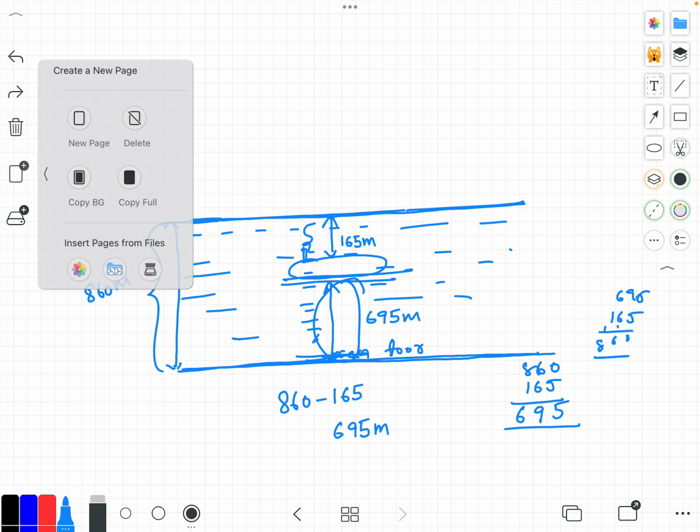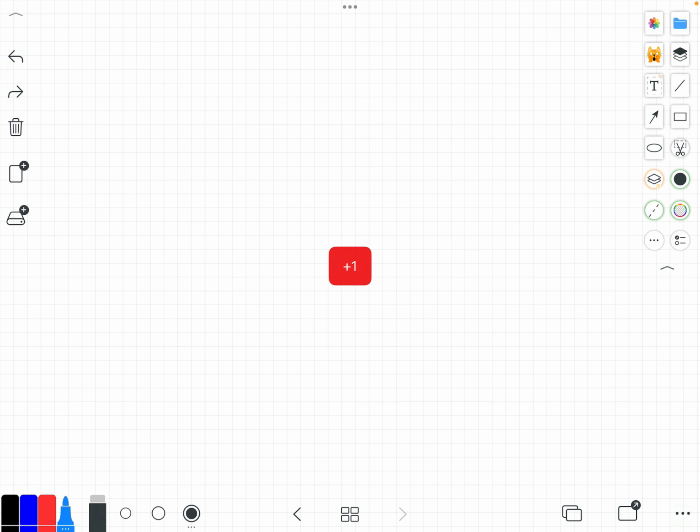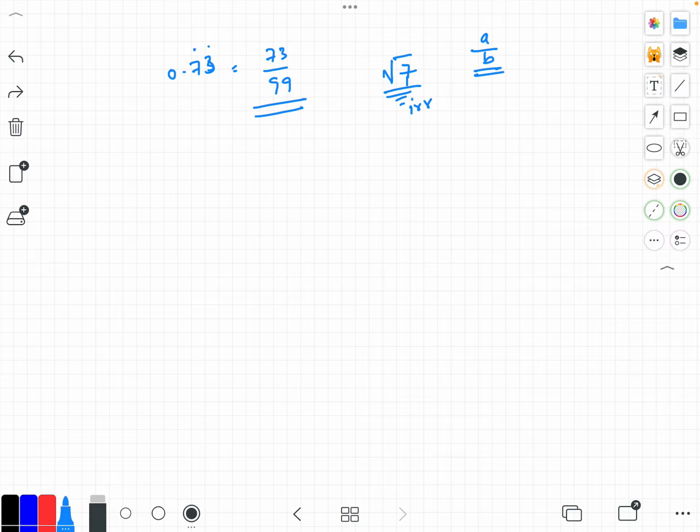Then you have the student assessment. I'll discuss a few problems on whether numbers are rational or irrational. Say 0.73. This you can write as 73 by 99. Since you can represent it as a fraction, this is a rational number. Square root of 7. You cannot represent it in the form of a by b. So this is irrational. Similarly, pi. Pi is anyway irrational because there is no stopping of this number. It will keep on going.